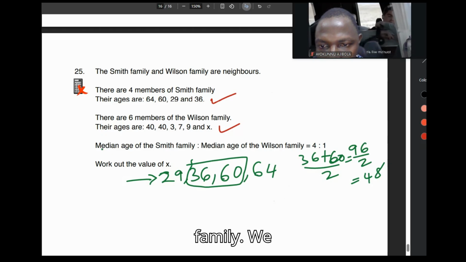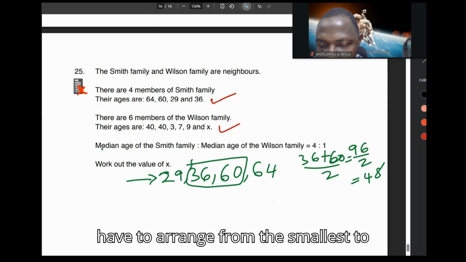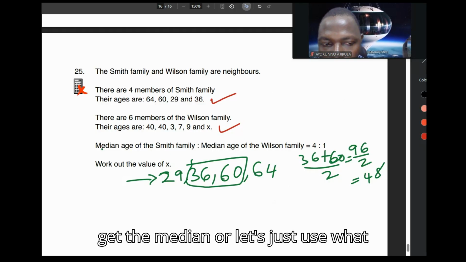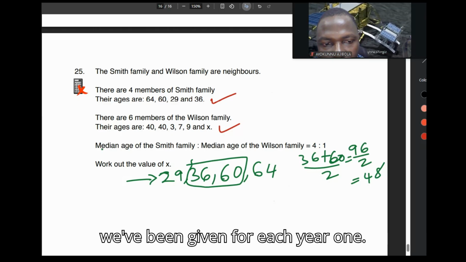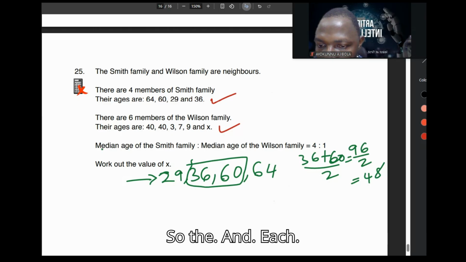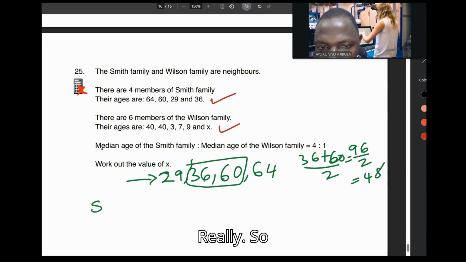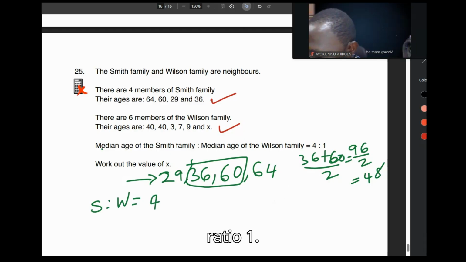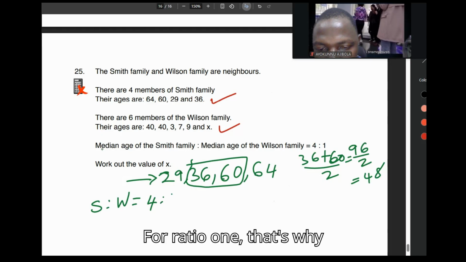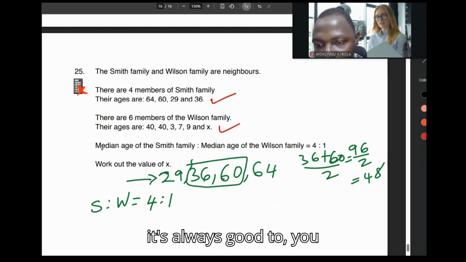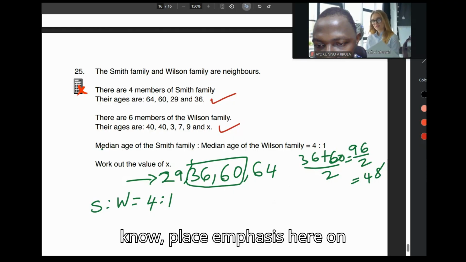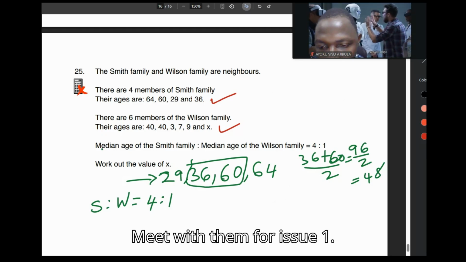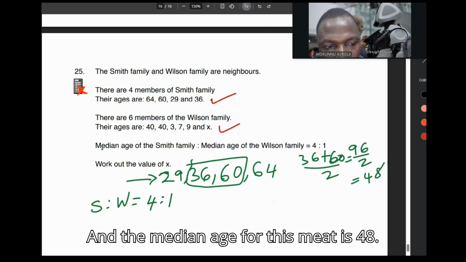And for the second family, we have to arrange from the smallest to the biggest to get the median. Or let's just use what we've been given, 4:1. So the median age of the Smith family to the Wilson family is 4:1. That's why it's always good to place emphasis on clarity of the questions. So Smith, Wilson, 4:1, and the median age for the Smith is 48.